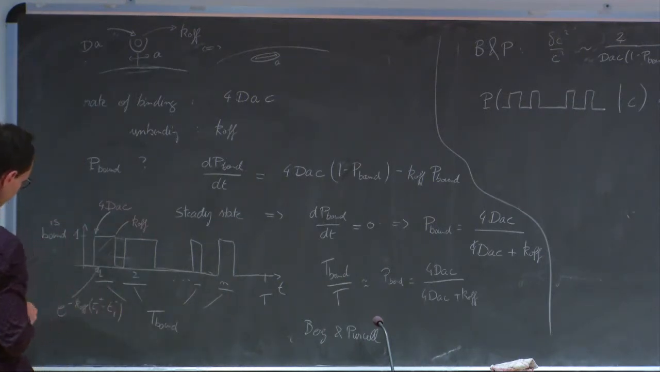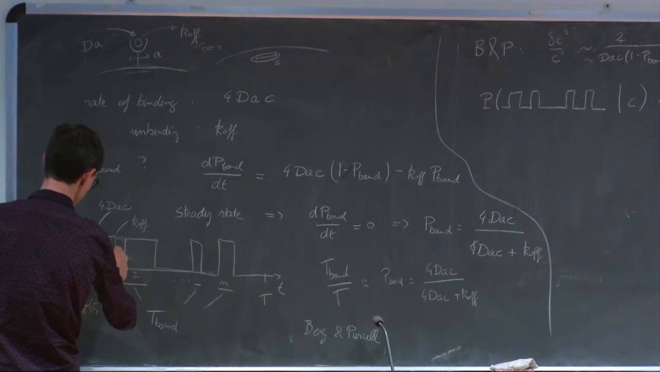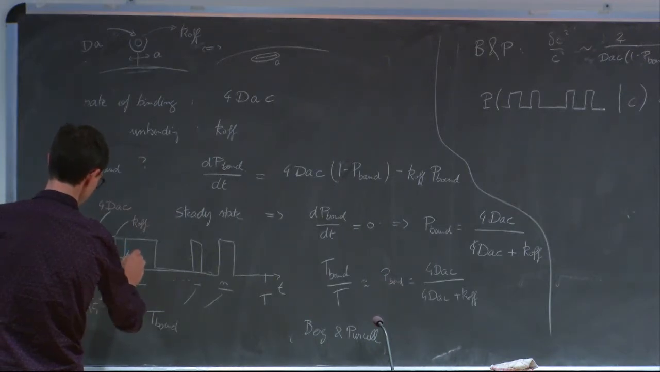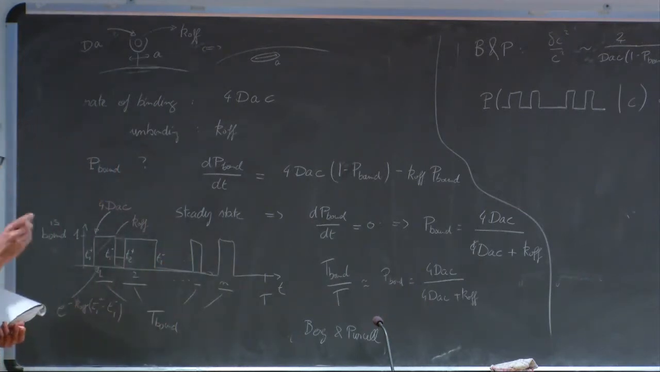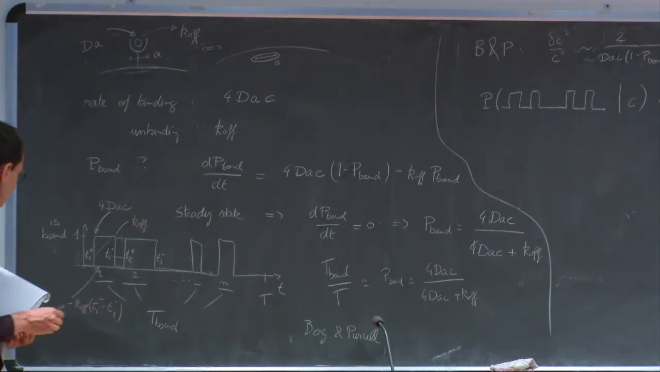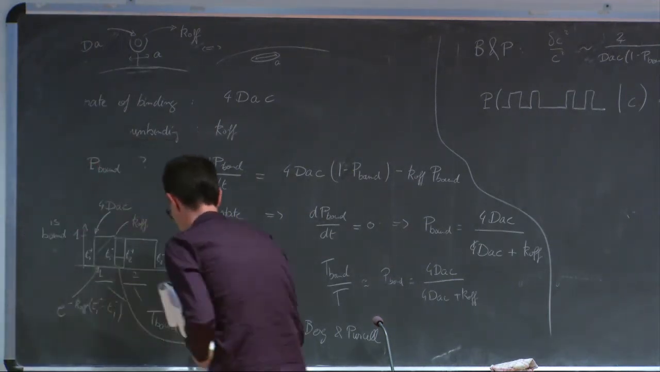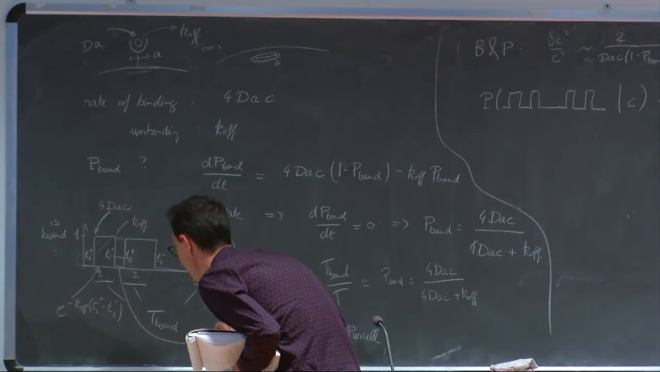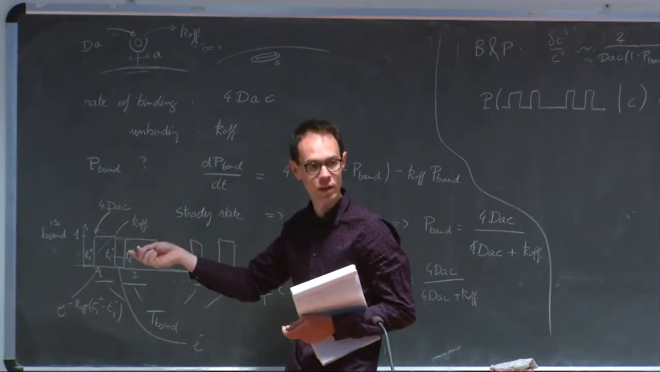So sorry about the heavy notation, but this will be t1 plus, this will be t1 minus, t2 plus, t2 minus, etc. The plus are just the binding events, the minus are the unbinding events. And here, I'll just have the probability that nothing happens during this time. I mean, there are no binding events during that time.